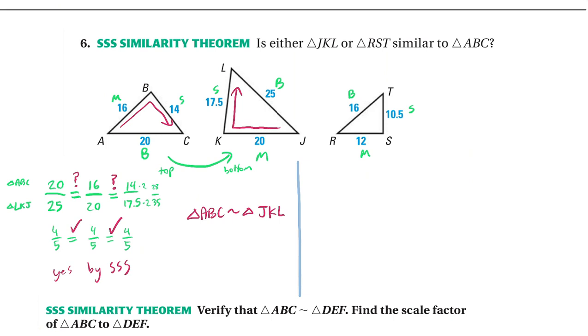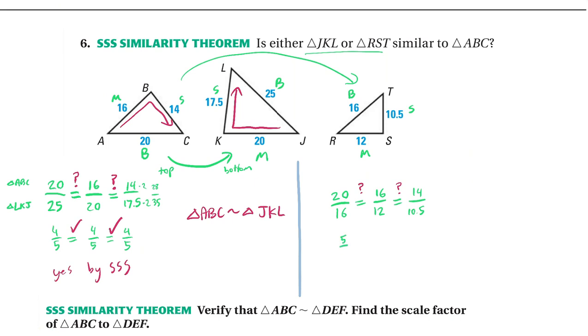Is ABC similar to the other one? Because it says, is either of these similar to ABC? Okay, well, let's check this out. Again, I'm going to go from ABC over to here. The biggest of ABC is 20 over the biggest, 16, is to the medium of ABC, 16, is to the medium on the right, which is 12. And then the smallest of ABC is 14 to the smallest on the right, which is 10.5. And we're just checking, are these three equal? If all three are the same, then they're similar.